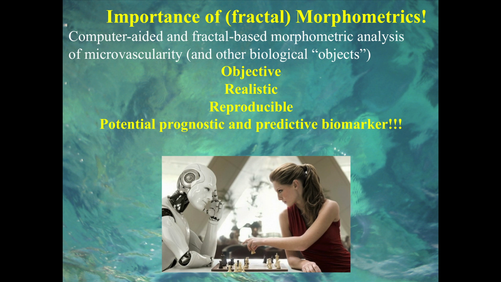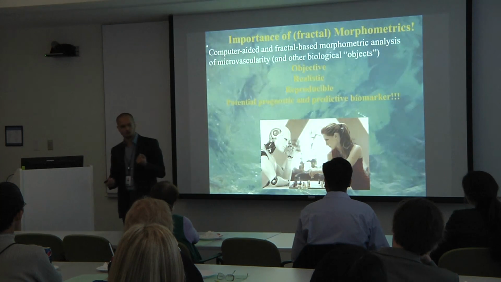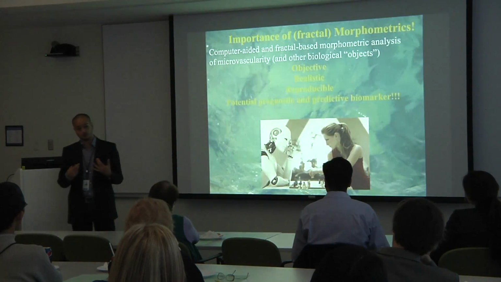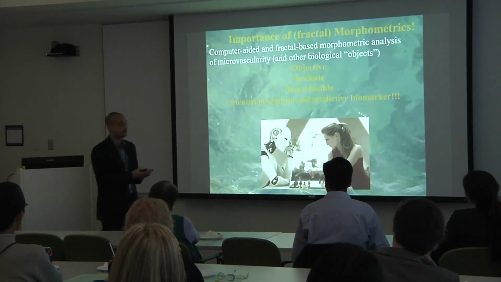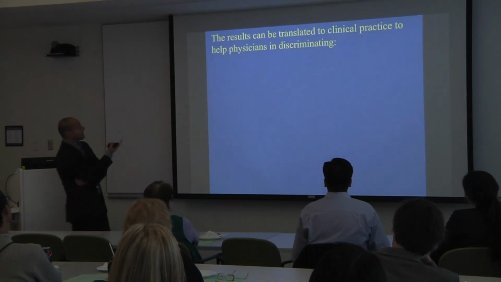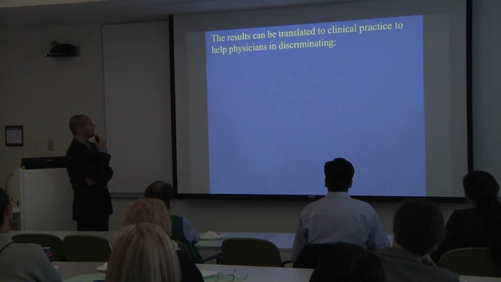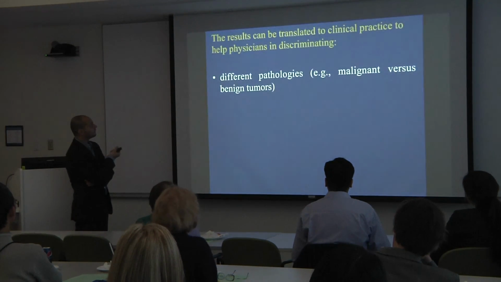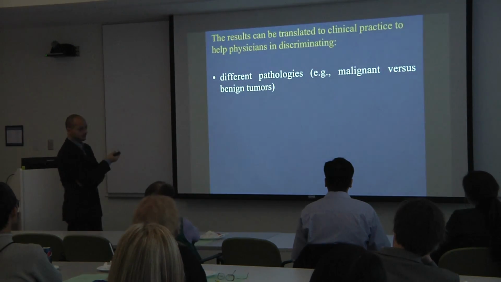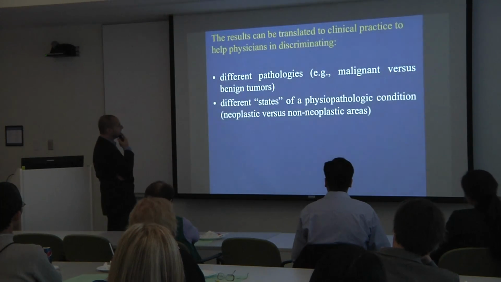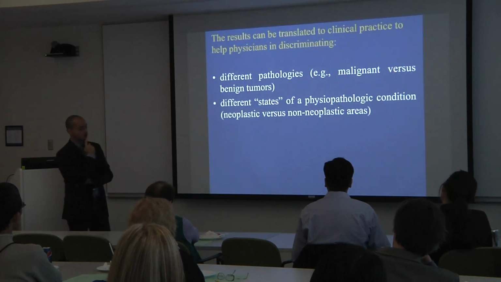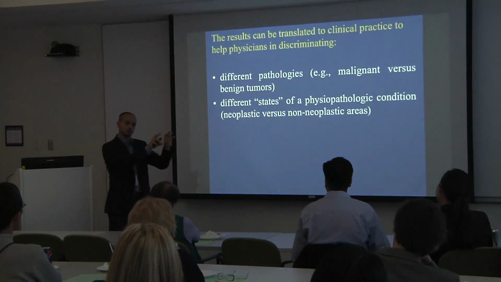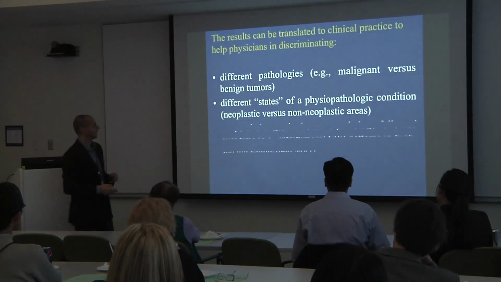So the robot, the computer, is not superior to the human mind, but it can help a lot in quantification of different objects for what we call the descriptive analysis of different patterns. So these results could be translated to clinical practice to help physicians in discriminating, to summarize a little bit, different pathologies. For example, malignant cancer versus benign tumor. Different states of the physiopathological condition. So neoplastic versus non-neoplastic. Normal brain versus brain tumor, or whatever it is, which is not a normal brain.